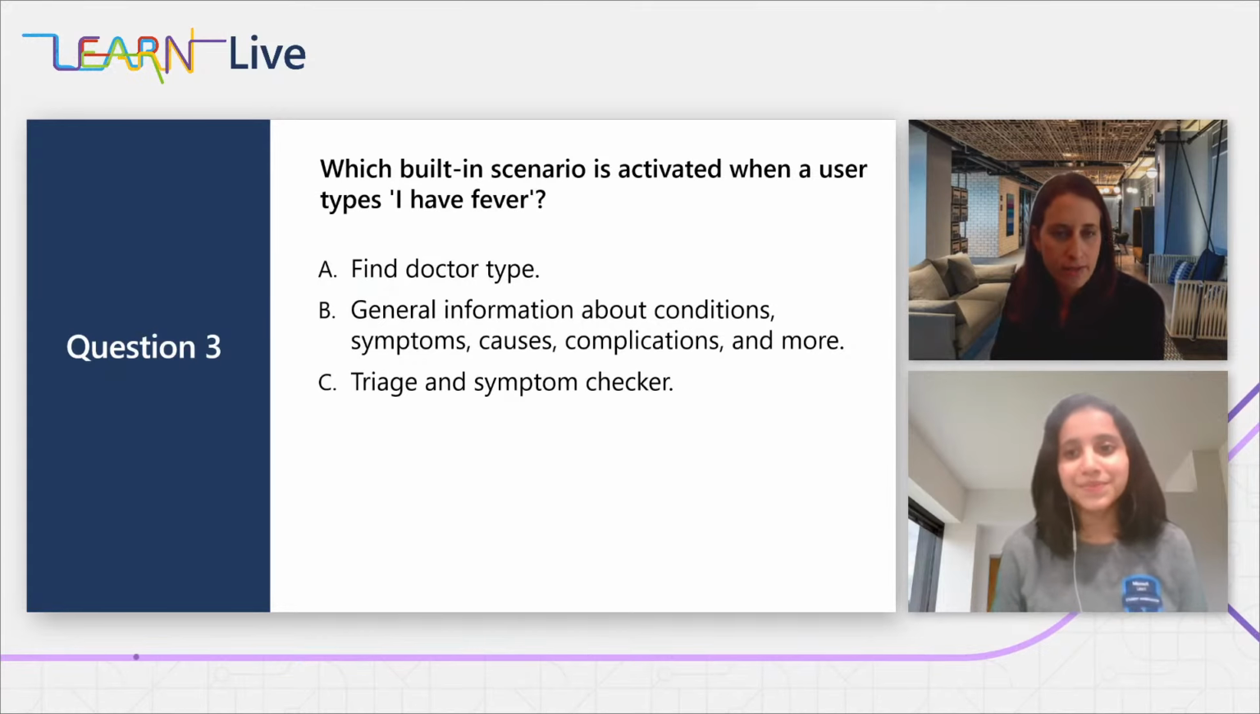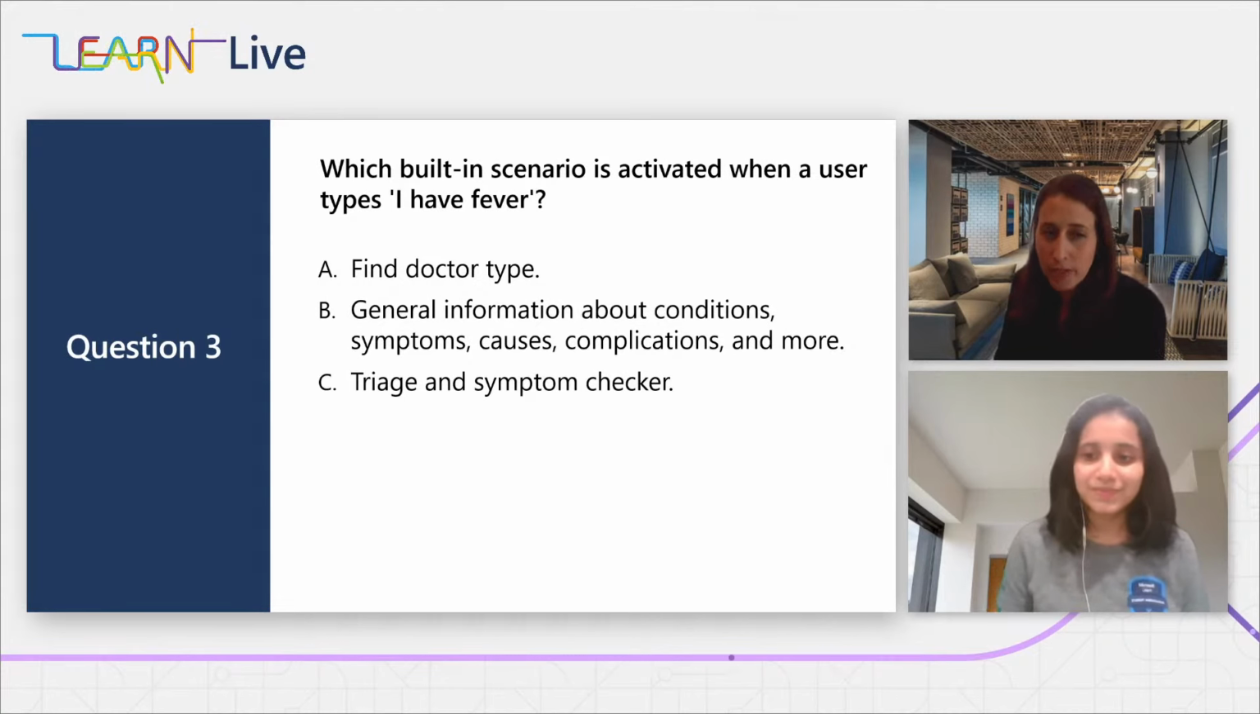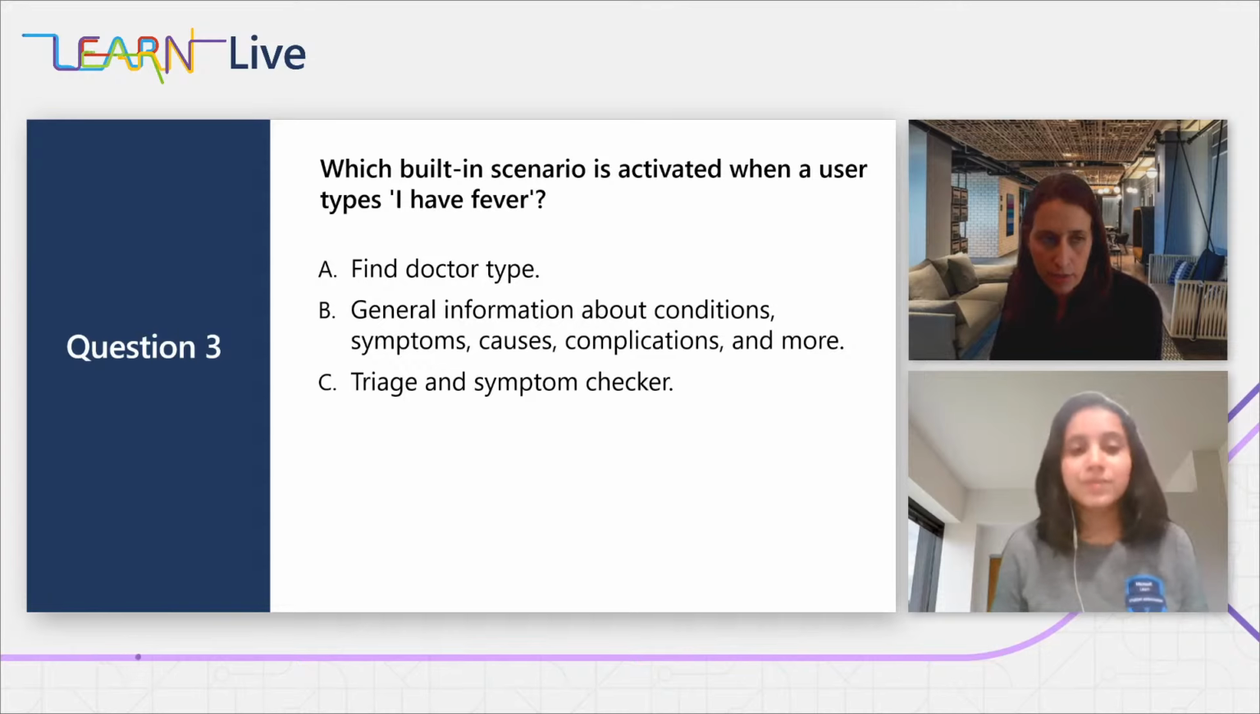Okay, so I definitely think that when I type in I have a fever, it's not going to find a doctor type. We also know that find doctor type, while it is a scenario that you can do, is not a built-in scenario. It's something that should be customized. And when we're talking about B, general information about conditions, so when I'm typing in I have a fever, I probably expect it to trigger a conversation about my fever as a symptom and to get some guidance on what I should do because I have a fever. So my answer would be C.